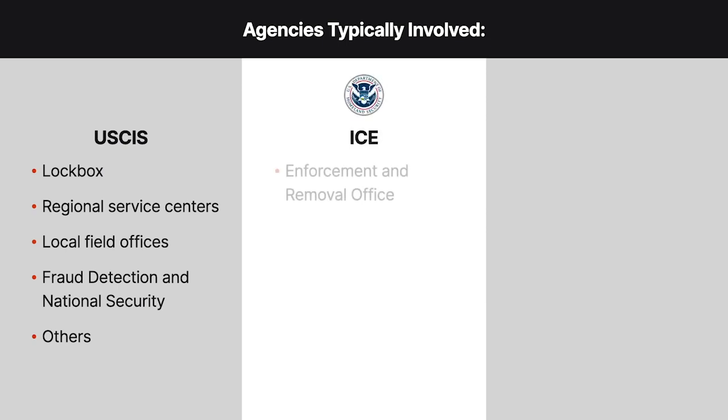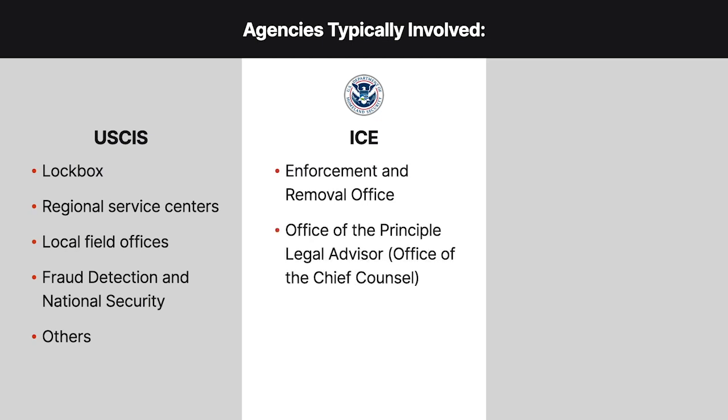ICE is the enforcement side, as opposed to USCIS, which is more of the benefit side. And within ICE, there's the Enforcement and Removal Office. Those are the guys who engage in investigations and arrests primarily. The Office of the Principal Legal Advisor, which we'll often refer to as the Office of the Chief Counsel, they're the lawyers. They're the ones we engage with in immigration court.